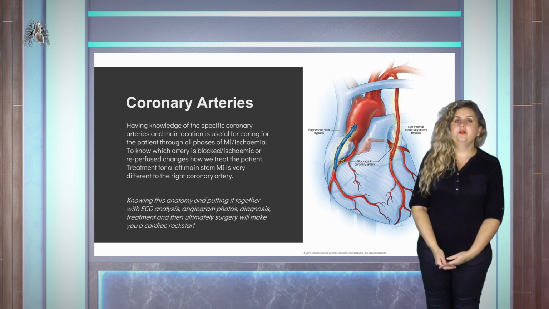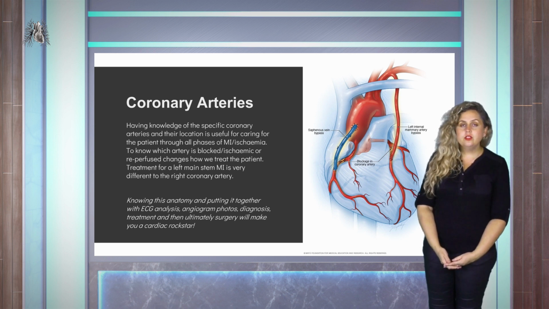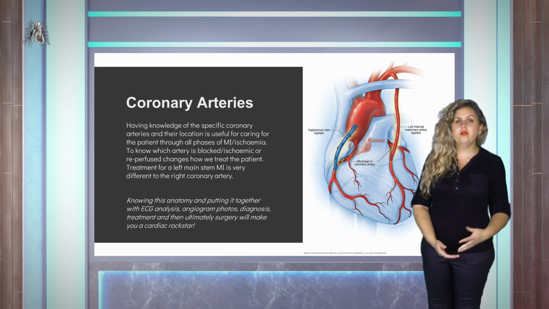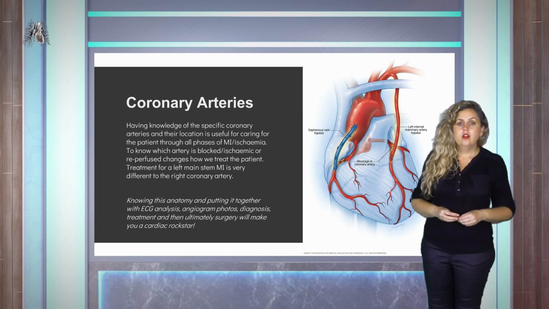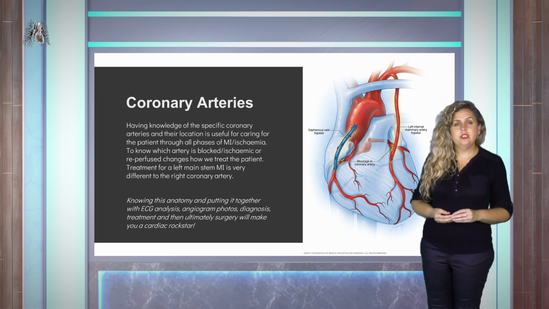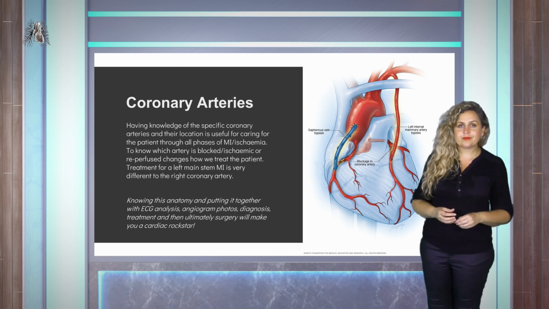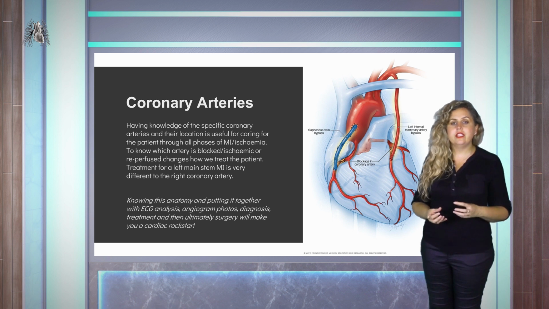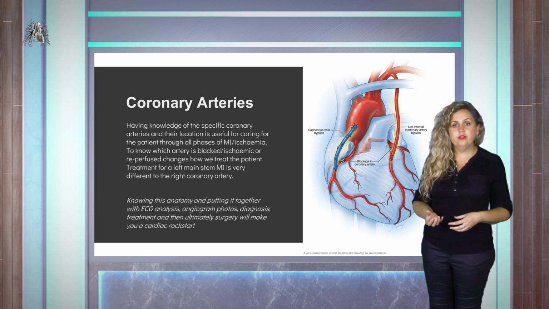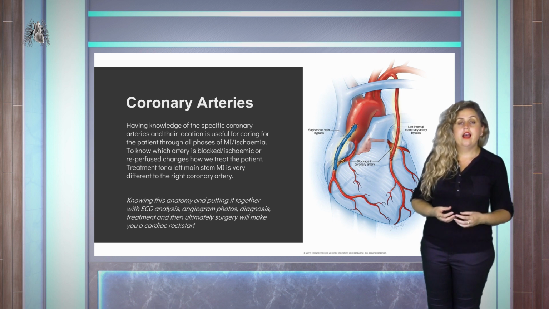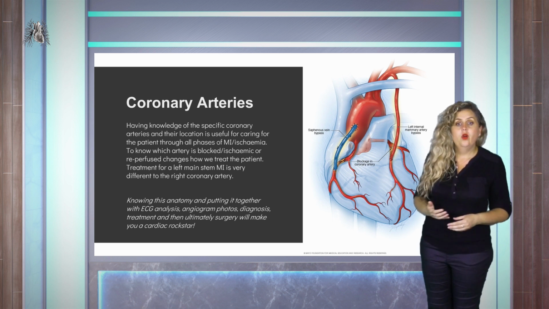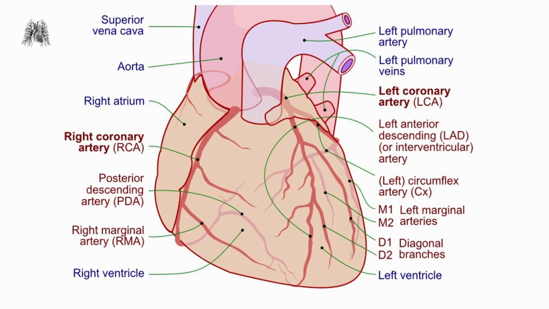This brings us now to coronary arteries. Having knowledge of the specific coronary arteries and their location is extremely useful for caring for the patient through all phases of MI and ischemia or reperfusion. It changes how we treat the patient. An anterior MI's treatment is very different from a patient that's undergoing an MI of the right coronary artery. Knowing this anatomy and putting it together with ECG analysis, angiogram photos, diagnosis, treatment, and then ultimately potentially surgery will make you a cardiac rock star. Let's have a look at the coronary arteries together.